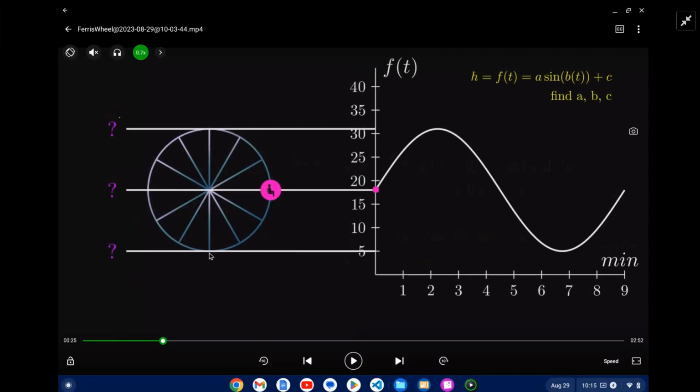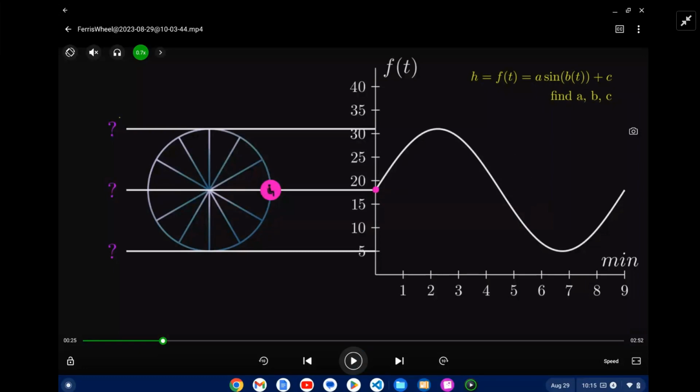Okay. If you wanted to start them here down at the bottom, you could do a phase shift of the sine curve, or you could use a negative cosine. And it's worth thinking about why all these things work and how they're related. Okay, we're just using a basic sine function. And so what we need are these values, A, B, and C. A is the amplitude, B is the frequency, and C is the midline.